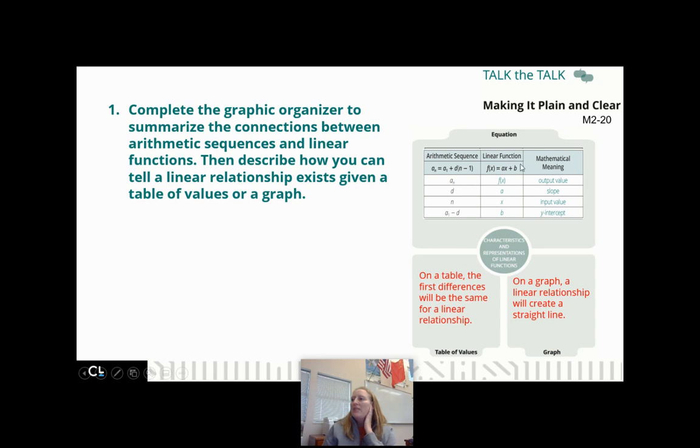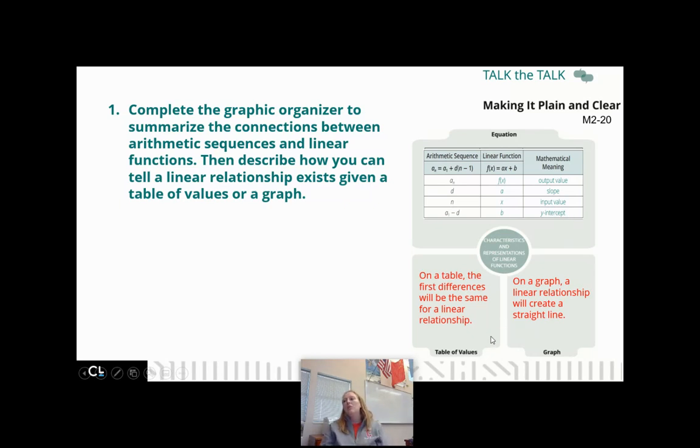So I filled in my table here. I know that a sub n is the same as f of x, and that's my output. I know that my common difference d is the same as a on my linear function, that's the slope. I input n when it's a sequence, but my input is x when I'm dealing with a linear function. And b is my y-intercept on a function, but with an arithmetic sequence, I had to do my first term minus my common difference to get my y-intercept.